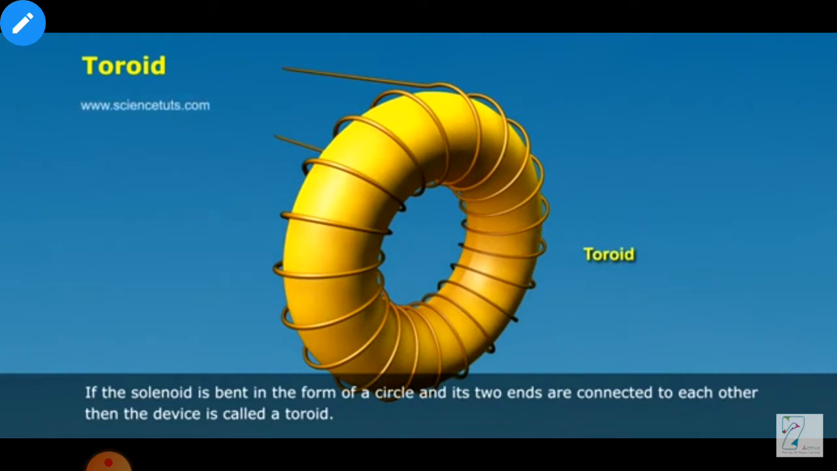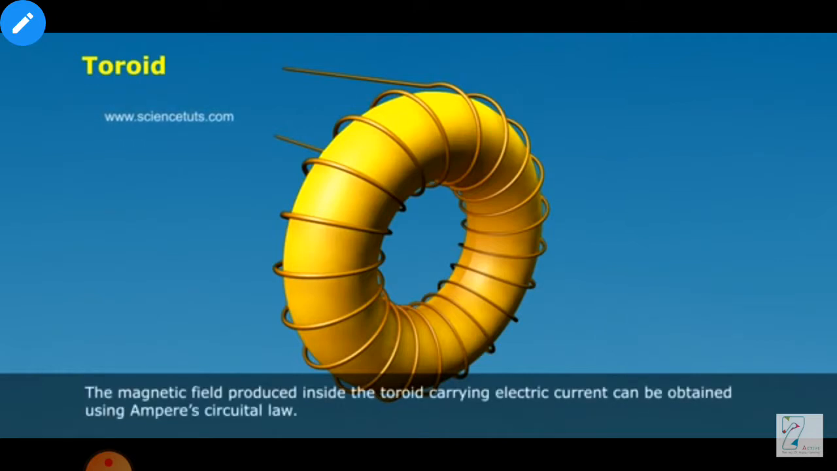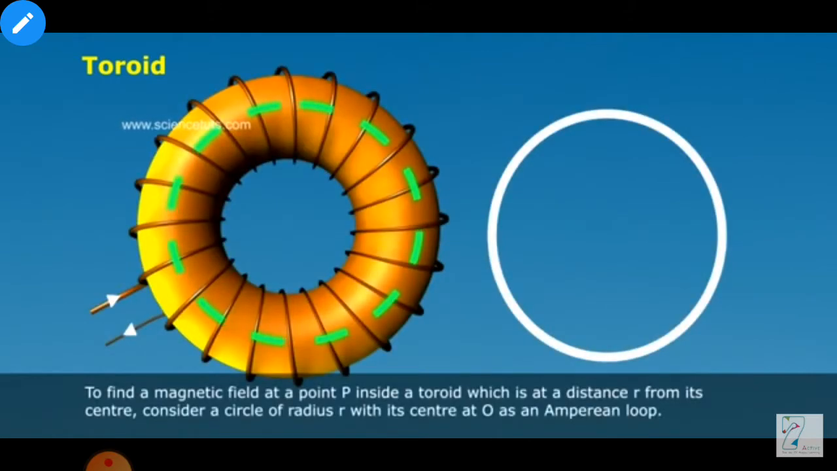Two ends are connected to each other, then the device is called the toroid. It can be prepared by closely winding an insulated conducting wire around a non-conducting hollow ring. The magnetic field produced inside the toroid carrying electric current can be obtained using Ampere's circuital law. So magnetic field inside the toroid can be found with the help of Ampere's circuital law.